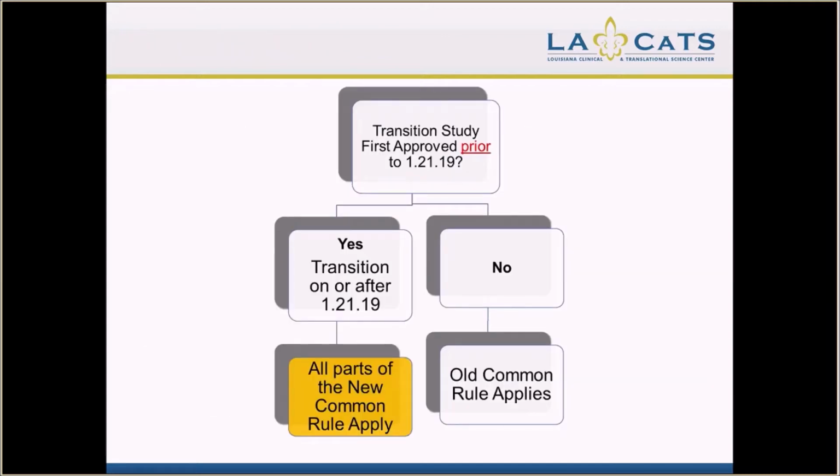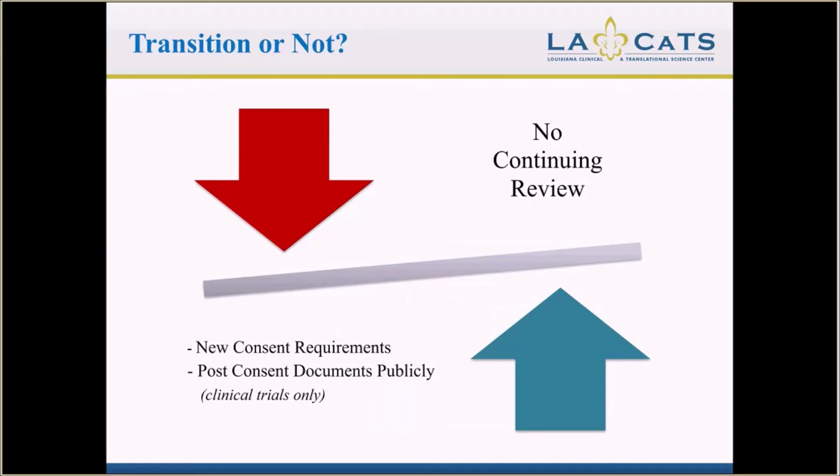So if you have a study that was approved prior to 1/21/19, you can transition it after. If you do, all of the parts of the new common rule apply. If you don't, the old common rule still applies. So it's a balancing act. You get the benefit of not having to submit continuing review, which is a plus to many investigators, but your consent documents will have to be revised and you will have to post consent documents publicly.